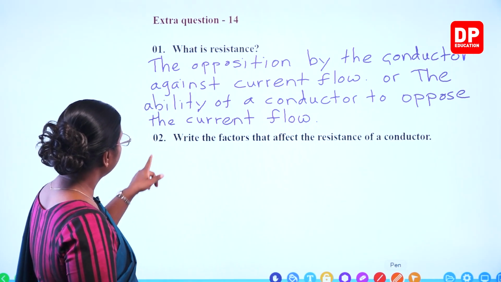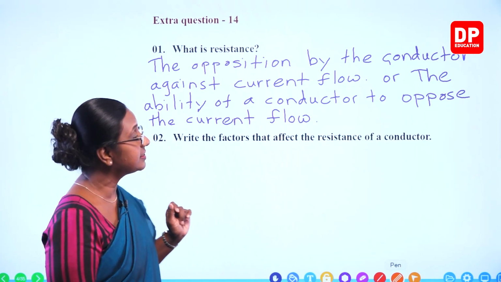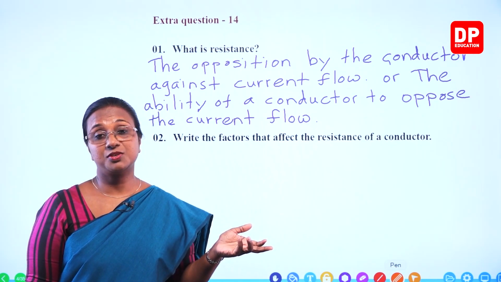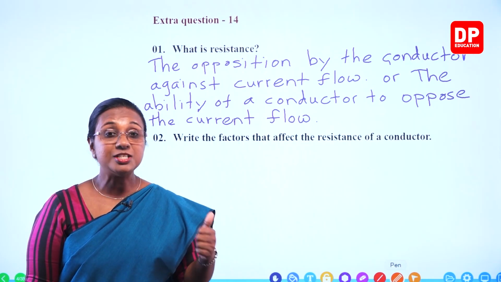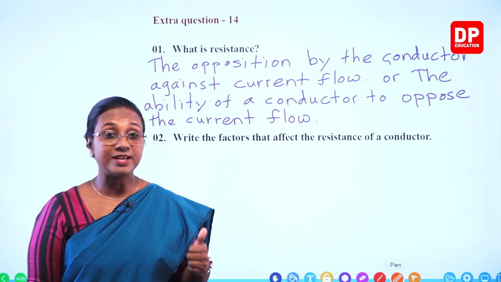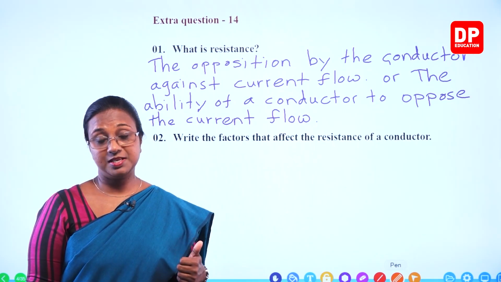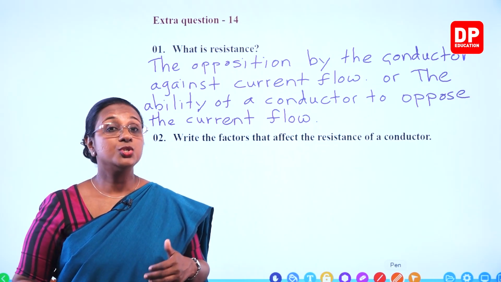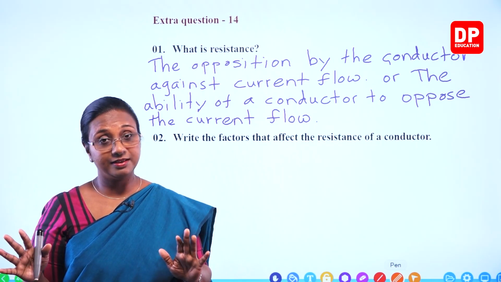So then, the second part, write the factors that affect the resistance of a conductor. What are the factors that affect the resistance of a conductor? One thing you all know for sure, temperature affects the resistance. That is why when we discuss Ohm's law, we say at constant temperature, V over I is a constant and that is the resistance. So if temperature increases, the resistance will increase.